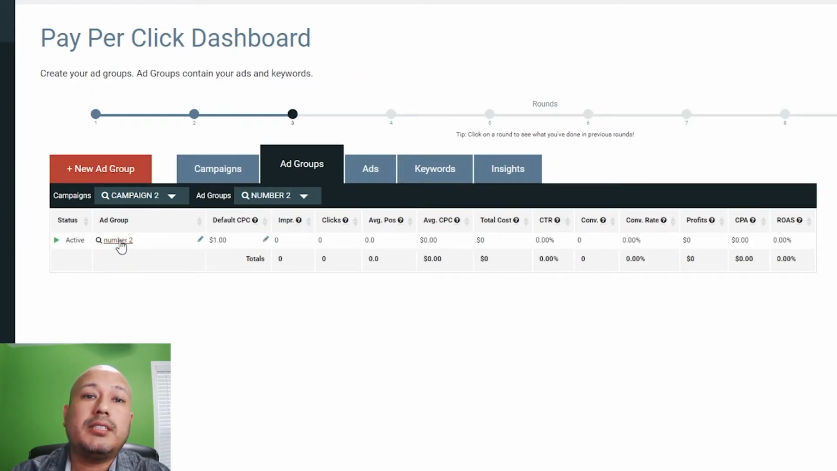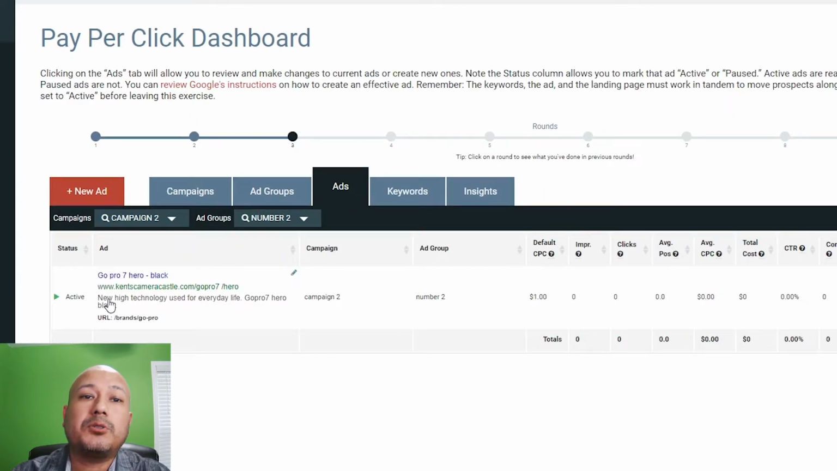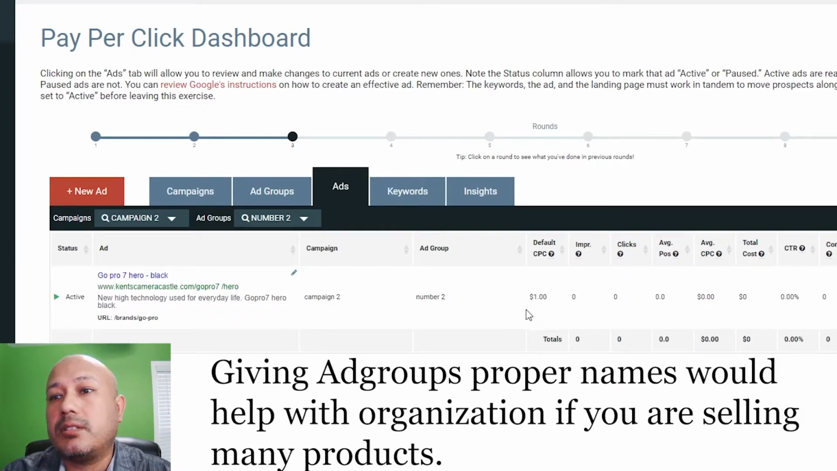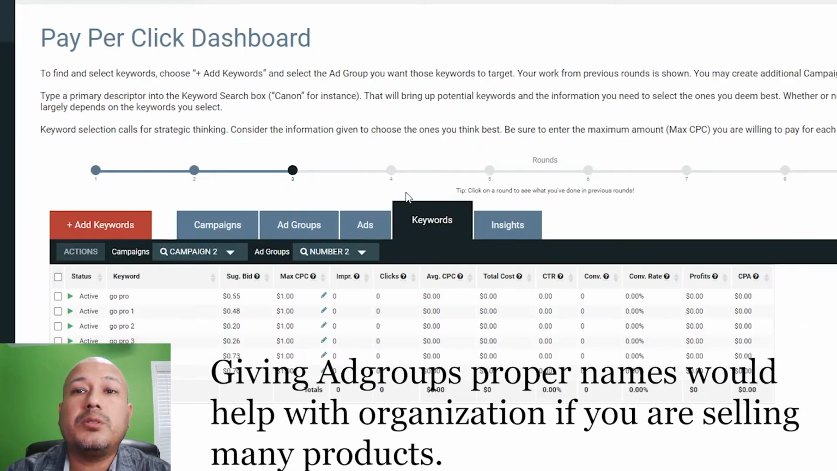So here you can see the number 2 ad group, and the ad associated with it is GoPro 7 Hero Black, right? So, new high technology camera. Here we see the default cost per click is 1, and the impressions are all 0. So let's take a look at the keywords.